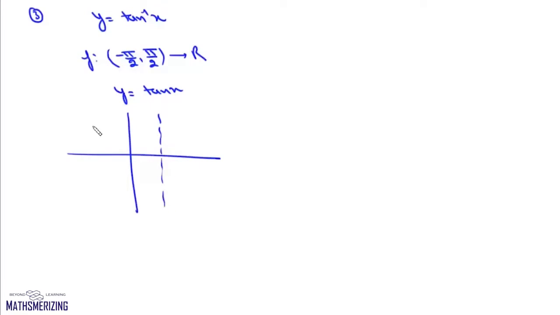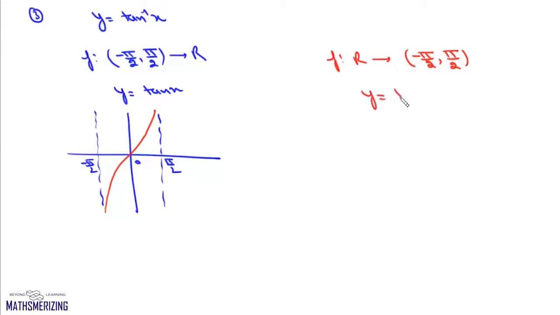Now the third one is y equals tan inverse of x. So again, we'll define tan inverse. We'll define it in such a way that it's one-one and onto. So this is y equals tan x. Pi by 2, minus pi by 2, 0. Now for tan inverse, we'll define it from R to minus pi by 2 to plus pi by 2, and it'll be y equals tan inverse of x. Now we'll draw this graph.